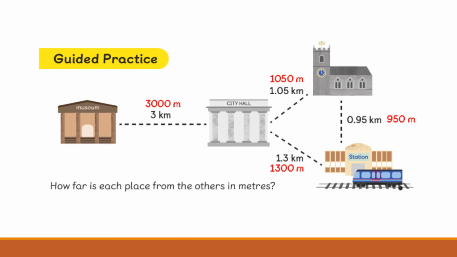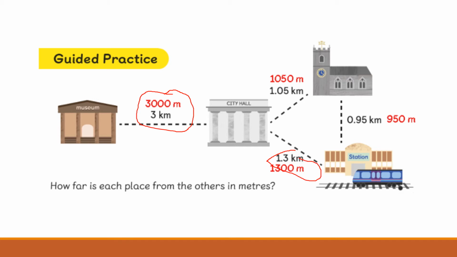Okay, so we'll have a look at the answers. The first one, museum to city hall, again we know that 1,000 meters is the same as 1 kilometer, so 3 is just 3 times that, which gives us 3,000 meters. Now this one that we did again, we worked that one out, that was 1,300 meters.